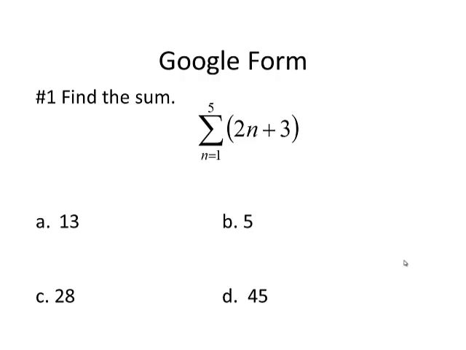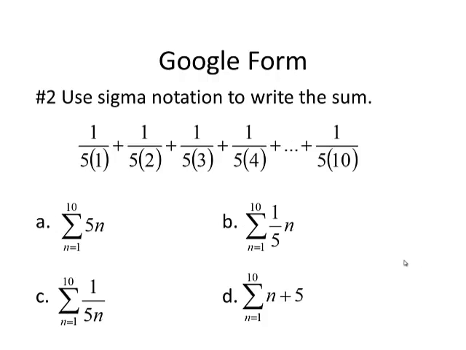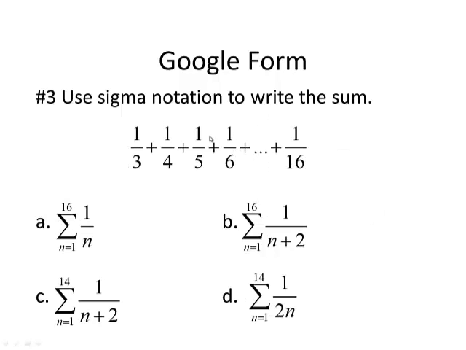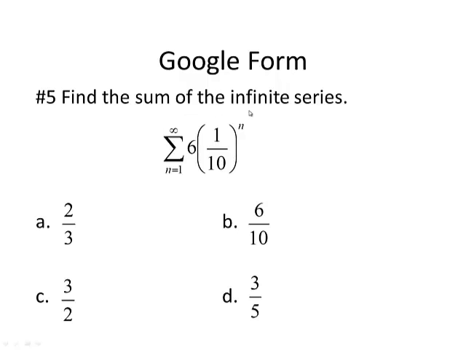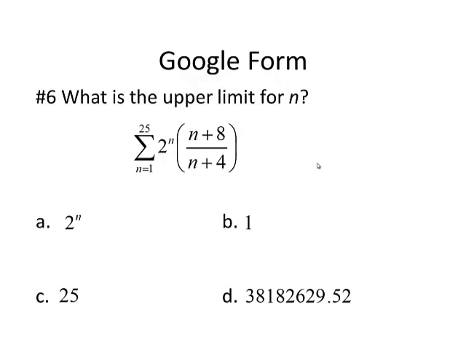This is number 1. Find the sum. This is number 2. Use the sigma notation to write the sum. So you have to write the sigma notation for this series. And then use sigma notation to write the sum. This is less obvious. The other one's written out for you. This one's less obvious. And then find the 5th partial sum, like I just showed you before. Okay. And number 5, find the sum of the infinite series. Find it all the way to the end. All right. And then the last one, what is the upper limit for this sigma notation? That's it.